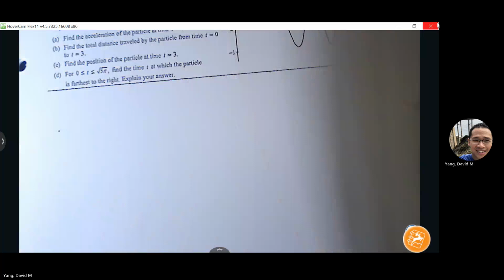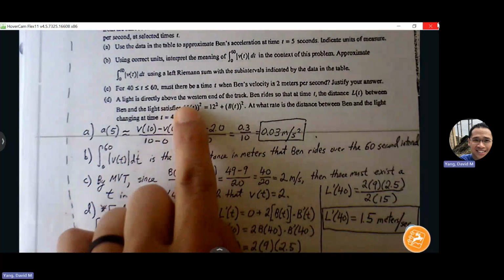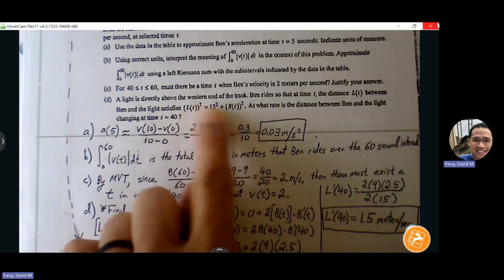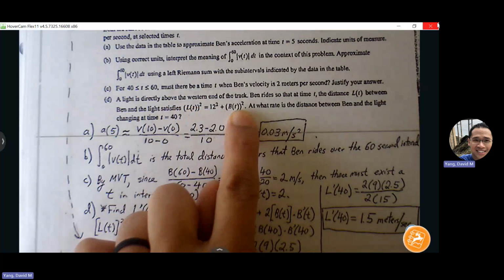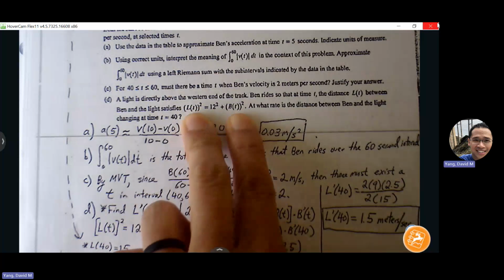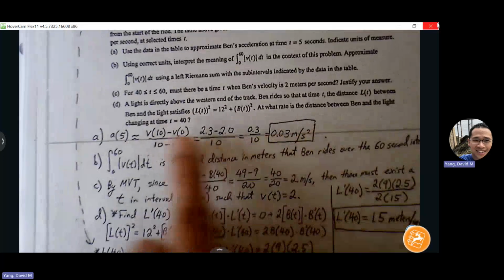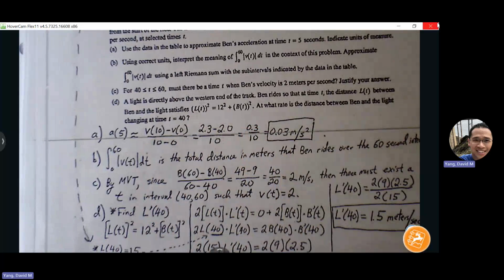Okay, I also want to go over number 6, part D as well. Part D says the light is directly above the western end of the track, then rides so that at time t, the distance L of t satisfies L of t squared equals 12 squared plus b of t squared. At what rate is the distance between bend and light changing? So we're looking for L prime.